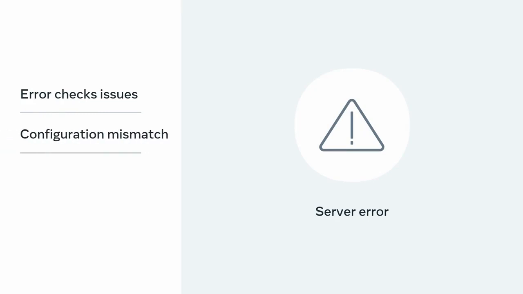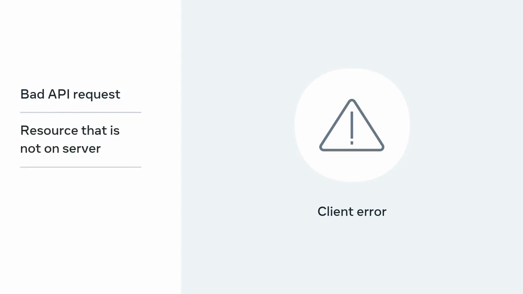Server errors are usually raised when the server-side code lacks proper error checks, configuration mismatch, incorrect package dependencies, and so on. The client-side errors usually occur when the client makes a bad API request with insufficient information in the request body, or when the client requests a resource that is not present on the server. But take note that sometimes the same status codes can convey different messages in different contexts.